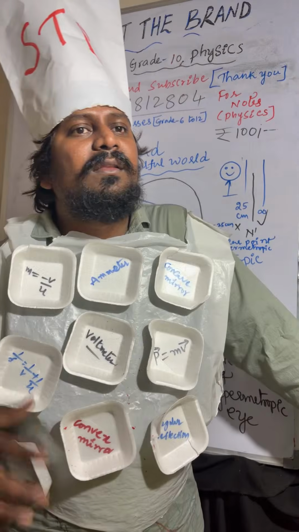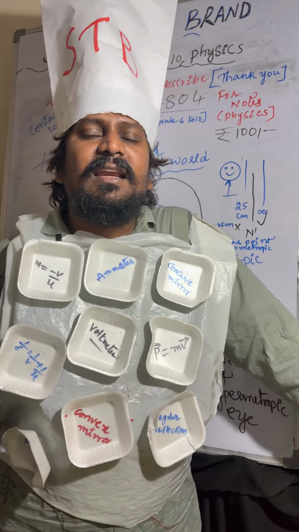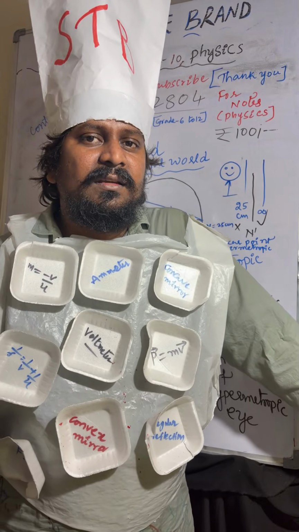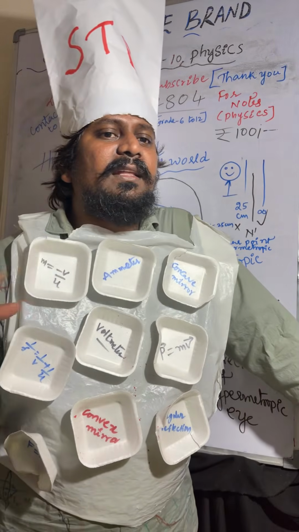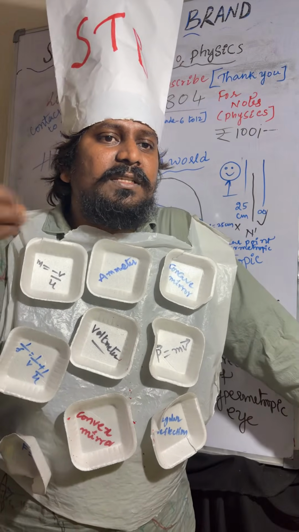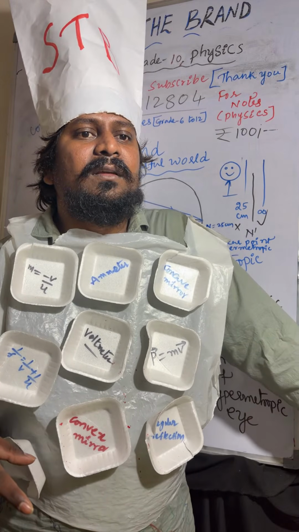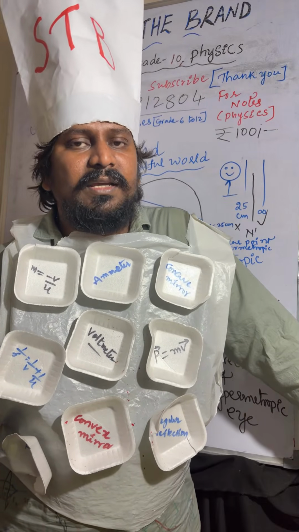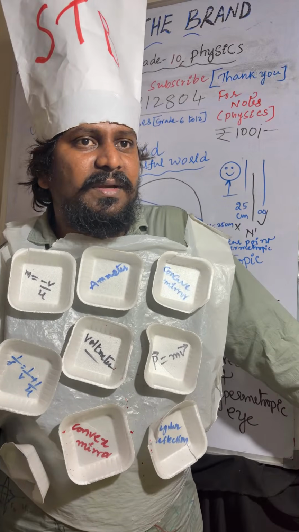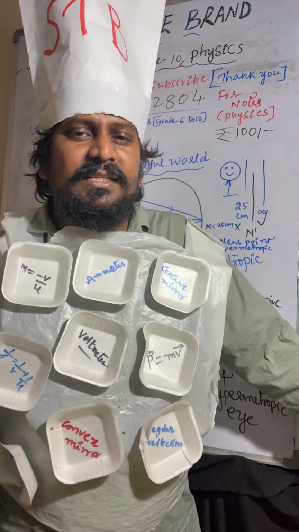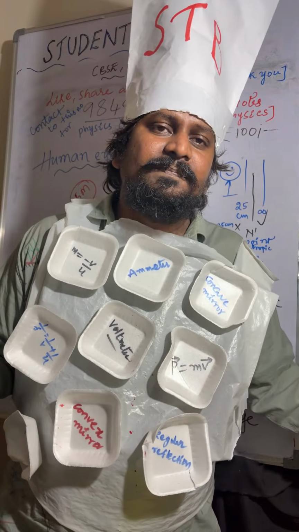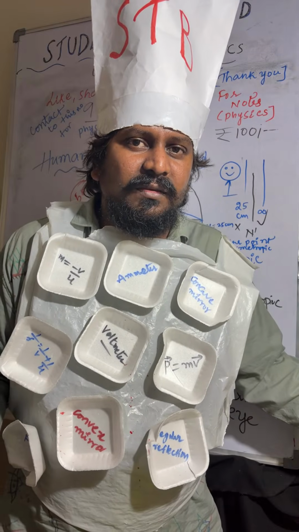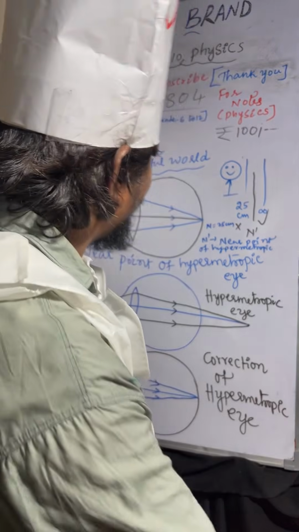Next one, astigmatism. The person can't see the horizontal lines and vertical lines clearly. By using a suitable cylindrical lens, we can correct the defect of astigmatism. So these are the defects. Next, we will discuss colorful phenomena. Okay, let's start.